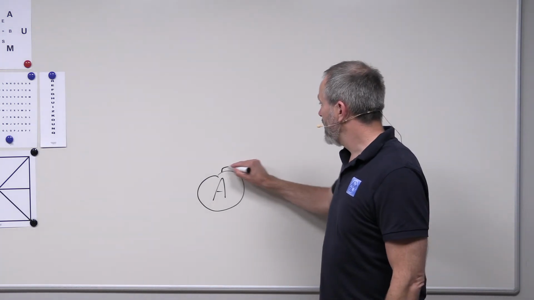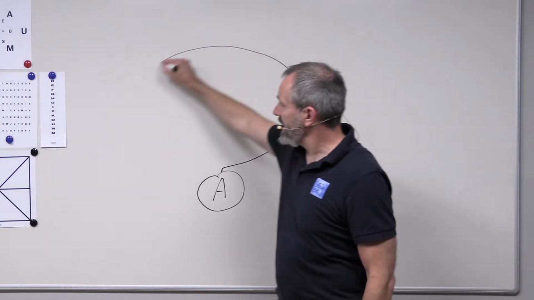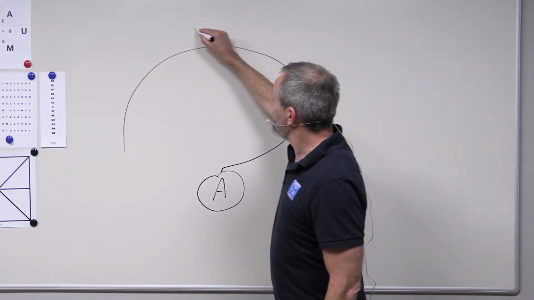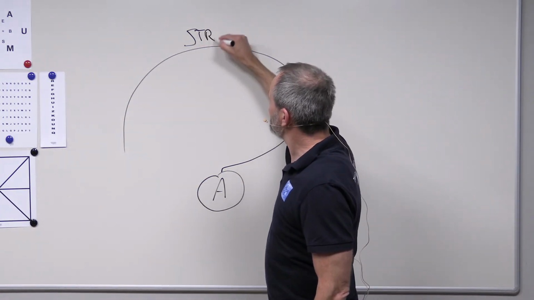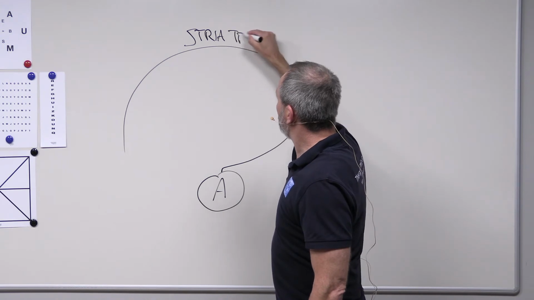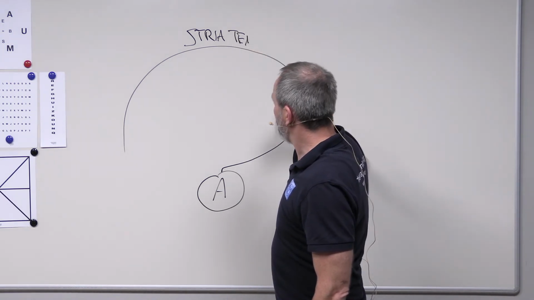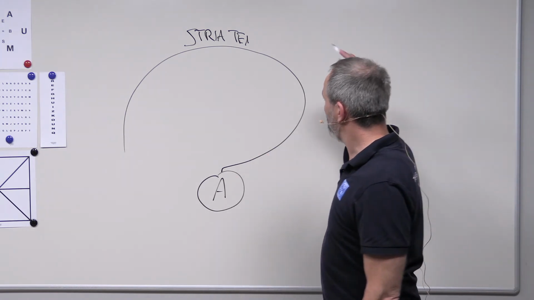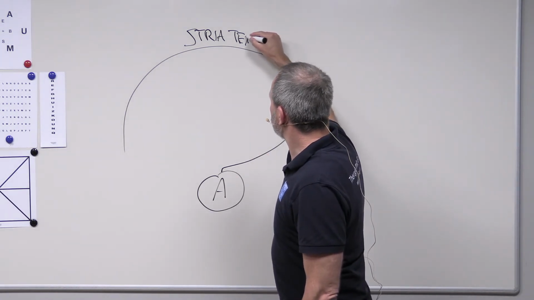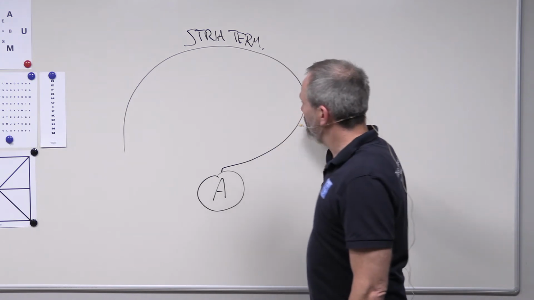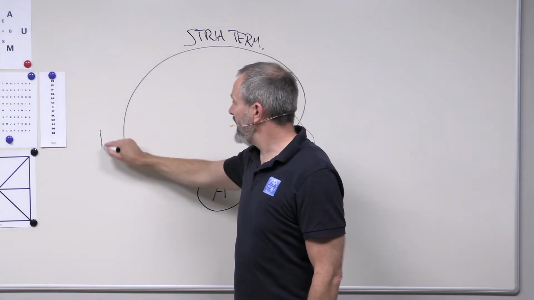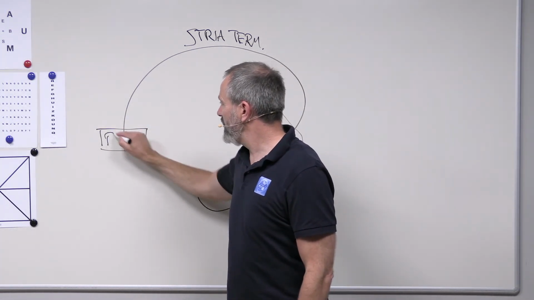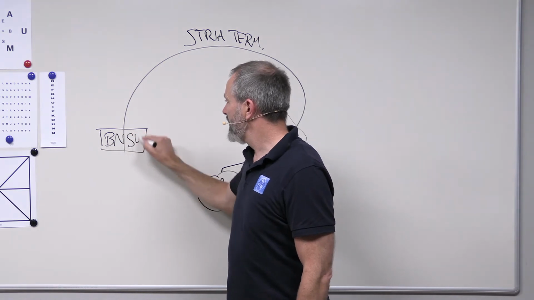And the output is through the stria terminalis. So that's the stria terminalis going out of the amygdala. That's the only output. There are a lot of inputs from all over the place, visual, olfactory, proprioceptive, all these inputs. The stria terminalis is the only output, going to the BNST, the bed nucleus of the stria terminalis.